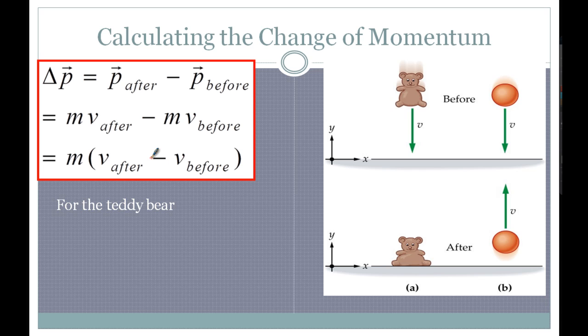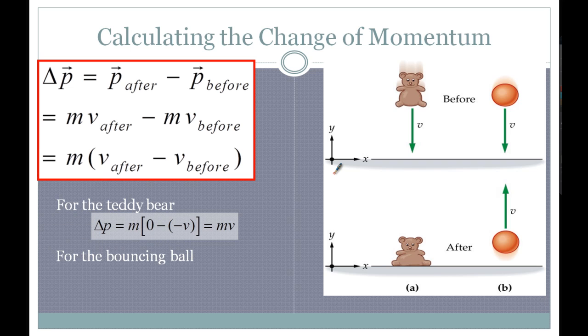So for this teddy bear, what do you think it's going to be? Since he doesn't have any velocity after, you put a 0 in there. Velocity before is negative, so it's downwards. So his change of momentum is just his momentum, his mass times his velocity as he's going down. For the bouncing ball, on the other hand, it's going to be a little bit bigger, because this time he has a velocity going up after he bounces, and velocity before is negative going down, so we're left with change of momentum is 2mv.